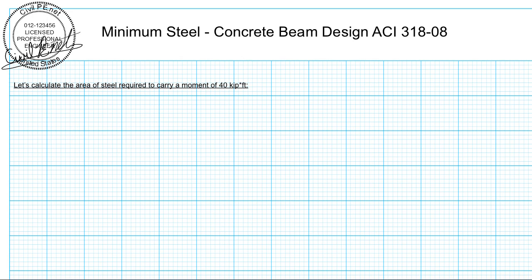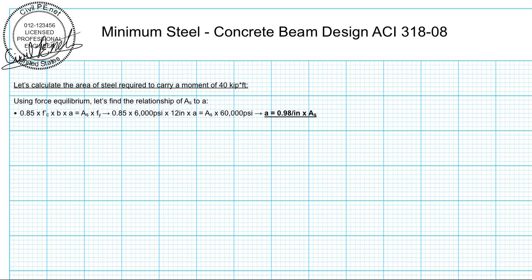So let's calculate the area of steel required to carry a moment of 40 kip-feet. Using force equilibrium, we need to find a relationship between A sub s, the area of steel, and a, the depth of that Whitney stress block. We know that the compression force must equal the tension force. So 0.85 times f'c times the width of the beam times a, the depth of that stress block, must equal A sub s, the area of steel, times f sub y, the yield stress.